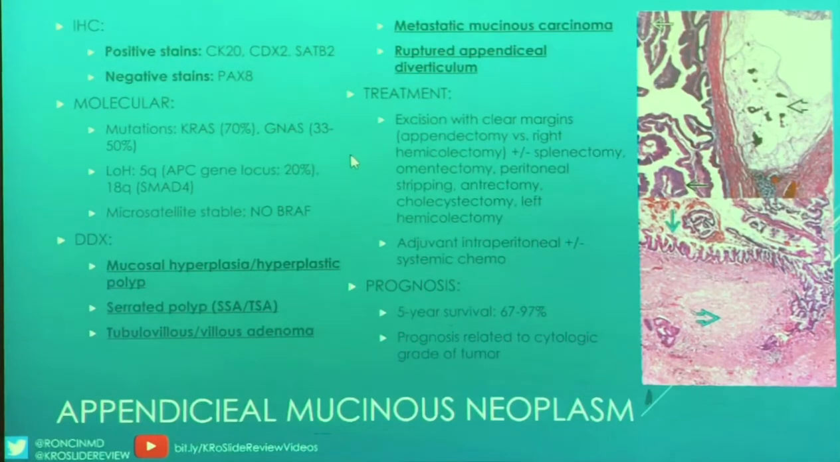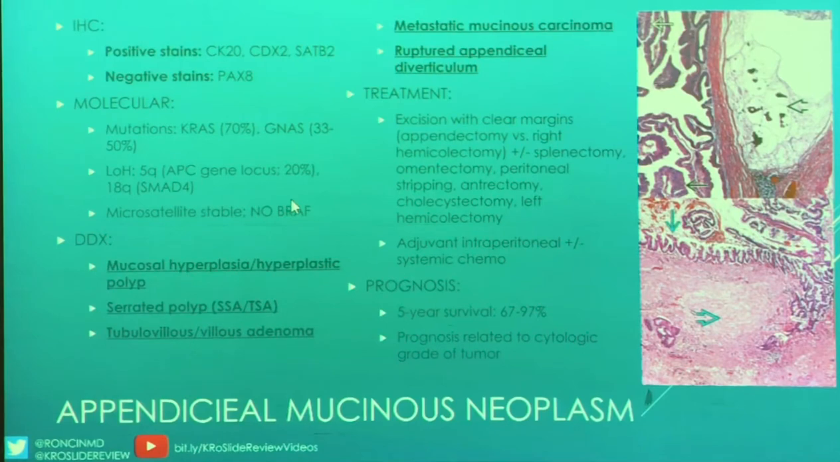Positive stains, like any mucinous thing, CDX2 is going to be positive. Like our lower GI, CK20 and SATB2 will be positive. Negative stains, PAX8, and that's really important in your female patients because that's your differentiation from ovarian lesions. Molecular, KRAS and GNAS, those are your big players on this. You can see loss of heterozygosity with 5q as well as 18q, so that's looking at your APC and SMAD4 genes. These lesions themselves are microsatellite stable and they do not have BRAF mutations.